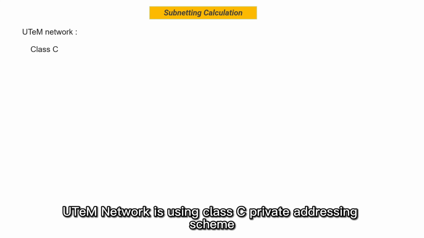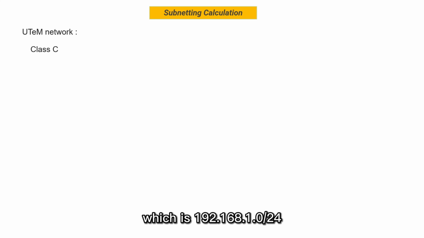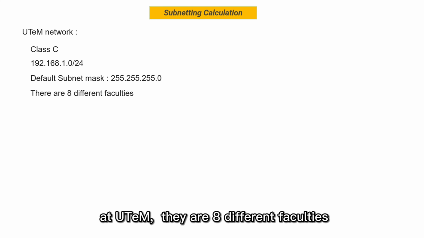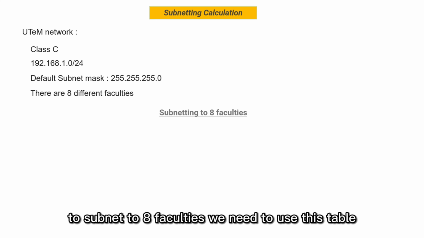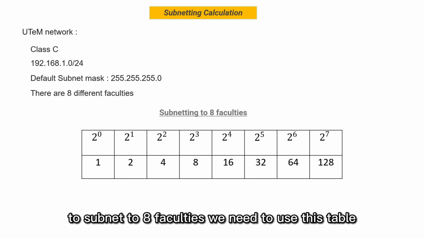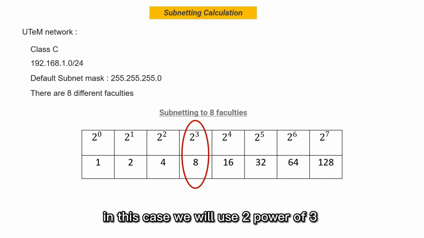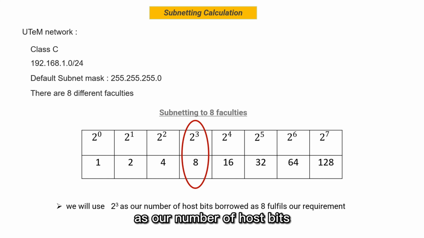Subnetting calculation. YUAN network is using Class C private addressing scheme, which is 192.168.1.0/24. The default subnet mask is 255.255.255.0. At YUAN, there are 8 different faculties. To subnet to 8 faculties, we need to use this table. In this case, we will use 2 power of 3 as our number of host bits, since 8 fulfills our requirement.